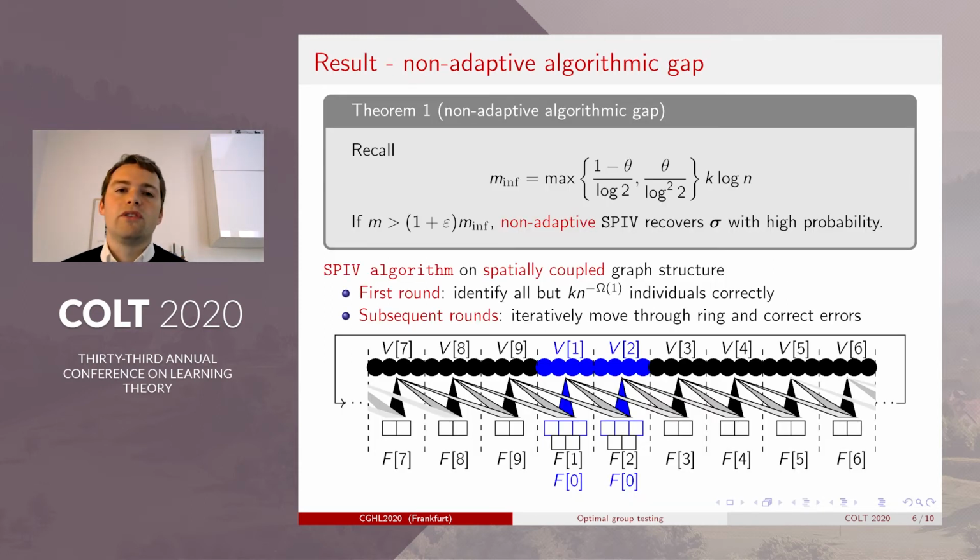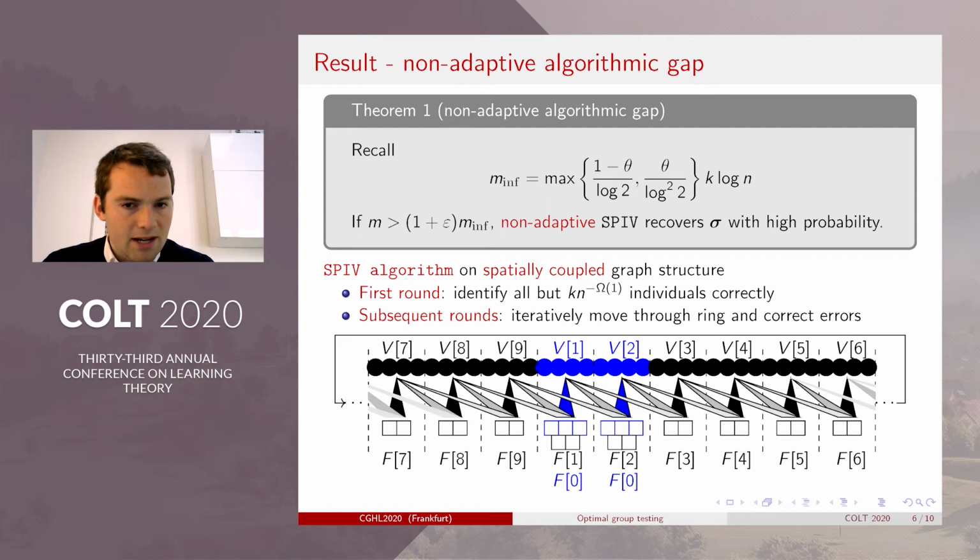Coming to the first question, the presumed non-adaptive algorithmic gap, what we put forward in our work is a non-adaptive algorithm we call SPIF that recovers sigma with high probability and succeeds all the way down to the information theoretic lower bound for the random regular bipartite graph. The SPIF algorithm is inspired by the idea of spatial coupling from coding theory that has already found applications in a few instances of statistical inference problems, with compressed sensing being the most prominent one.